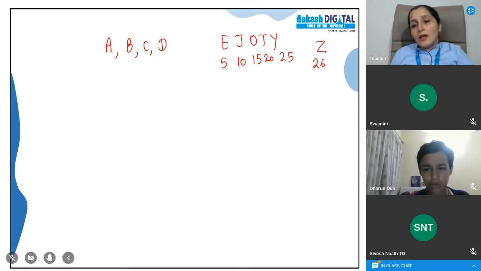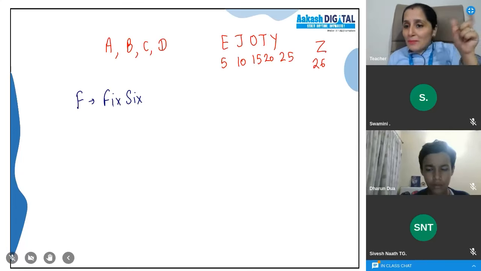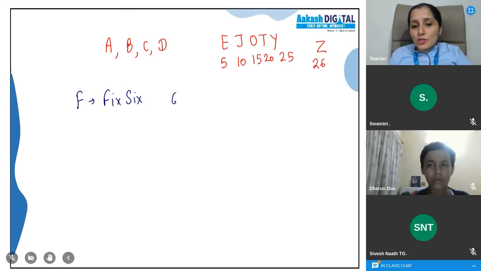Let's see the remaining alphabets. The first alphabet is F. You can learn this word: fix 6. Fix 6. Whenever F comes to your mind, you will remember the word fix 6. It is a rhyming word. So the position number of F is 6.